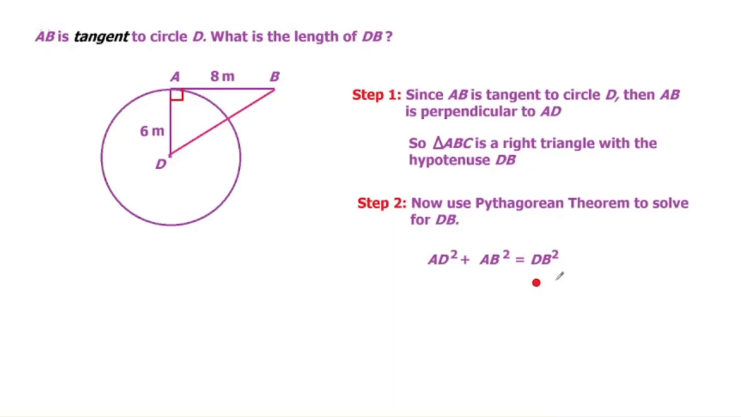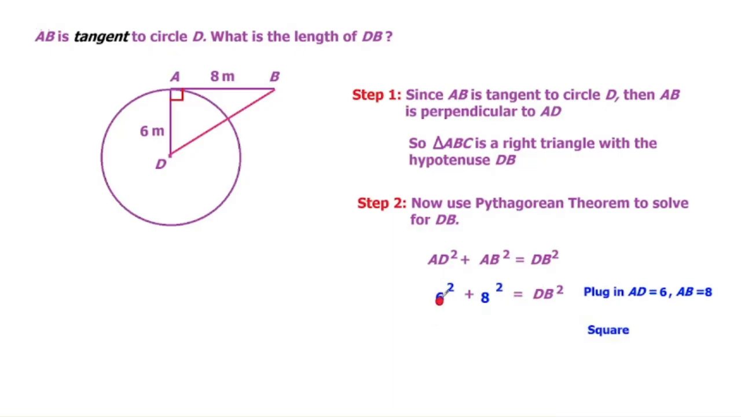So the Pythagorean theorem says AD squared plus AB squared equals DB squared. So this squared plus this squared is going to equal this squared. So we can plug in AD equals 6 and AB equals 8, because we have those dimensions. So here we have 6 squared plus 8 squared equals DB squared.